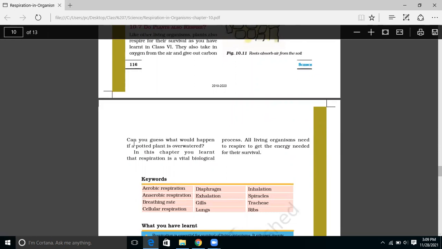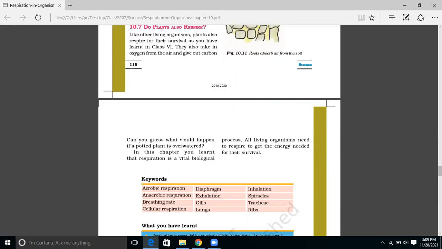Now they've asked us, could we guess what would happen if a potted plant is overwatered? So now we have learned in this chapter that respiration is a very vital biological process, and all living organisms need to respire to get energy needed for the survival.